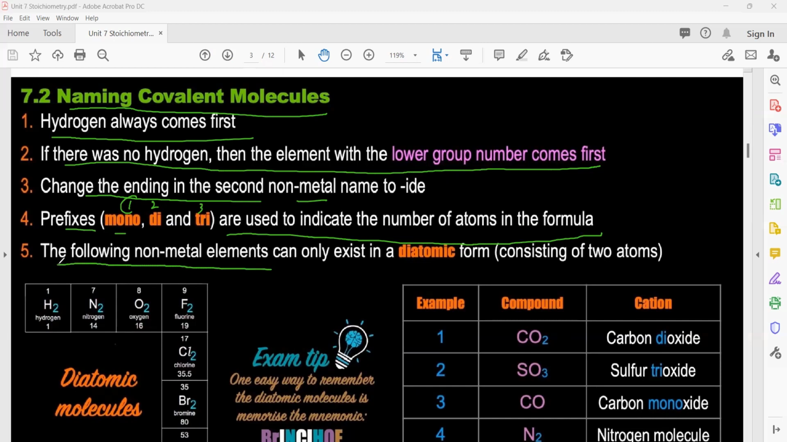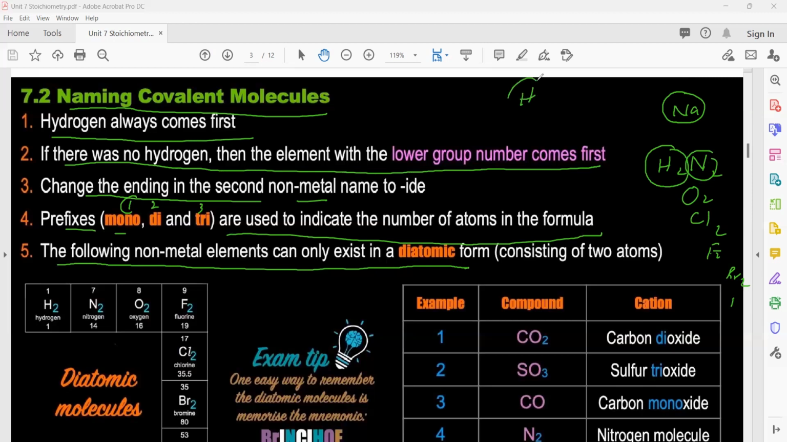The following non-metal elements can exist in diatomic form. So there are some non-metals which always exist as two atoms. For example, sodium is a metal, so it can exist alone as one atom. But hydrogen, nitrogen, oxygen, chlorine, fluorine, bromine, whenever you find them, they are in two atoms together. For example, hydrogen is always in this form, nitrogen always in this form. They cannot exist alone like metals. These types of atoms, or you can say molecules, are known as diatomic because they are always found in the form of two. This is how you name it. We will see an example, then it will be more clear to you.